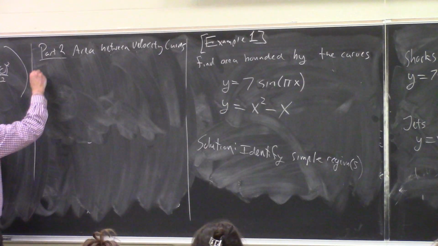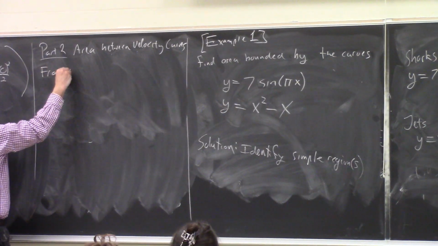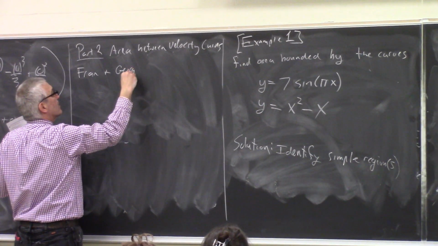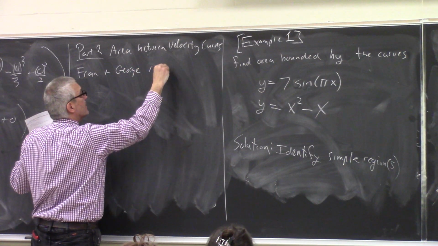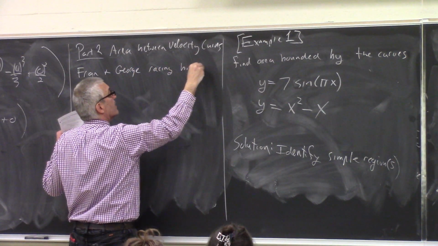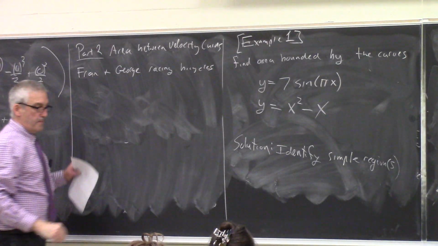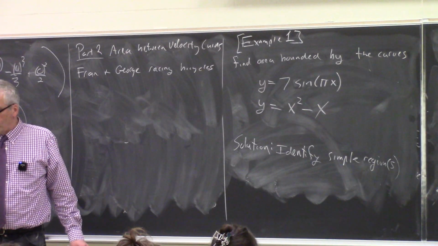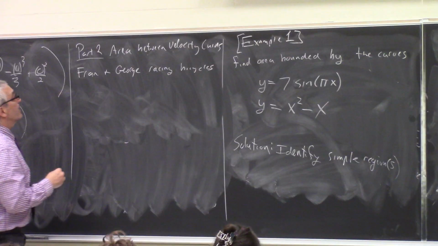Okay, so Fran and George are racing bicycles. They both cross under a bridge at the same time.